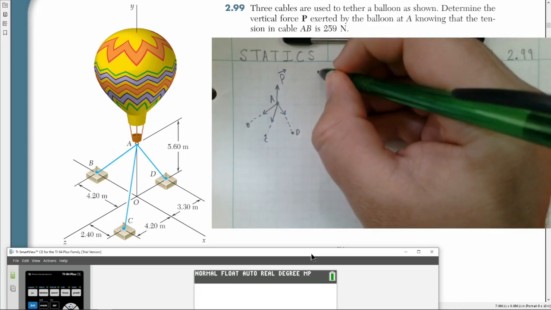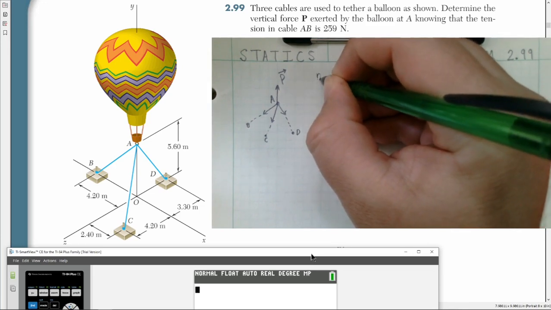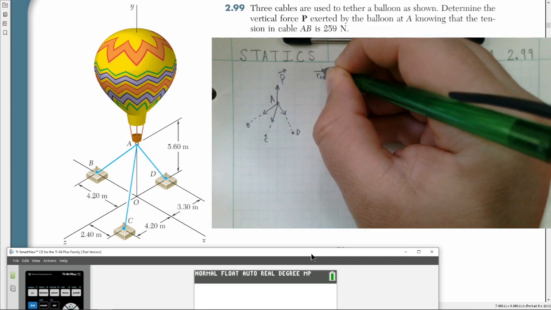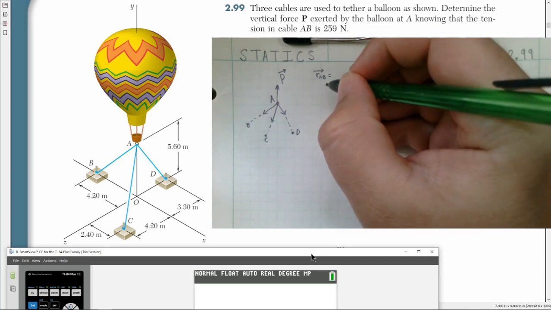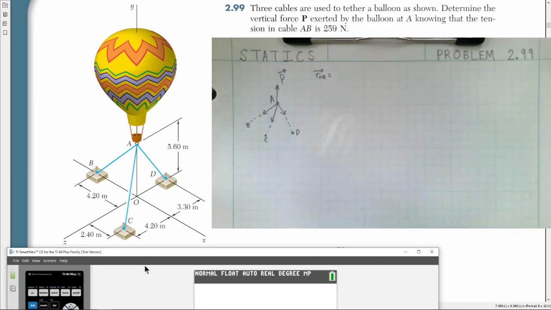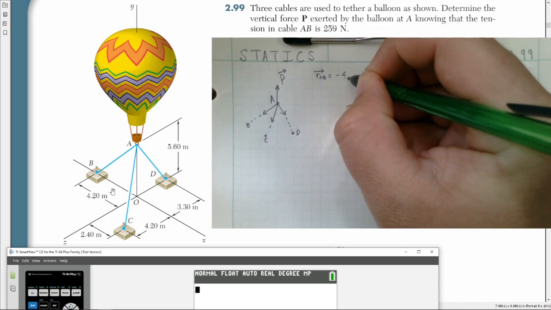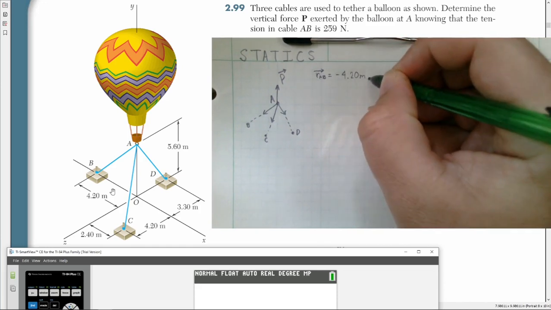So I want to find my position vector from point A to B, label it r for position vector. Now notice, look at its components. If we look here, A is going to B, and the x direction is going in the negative x direction, 4.20 meters. So it would be negative 4.20 meters in the i hat direction.